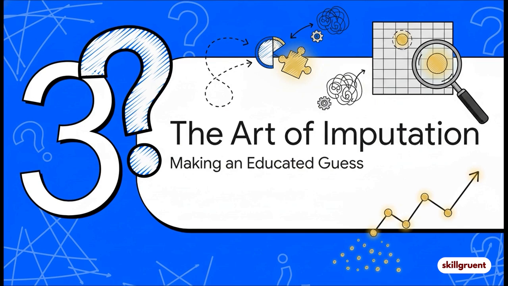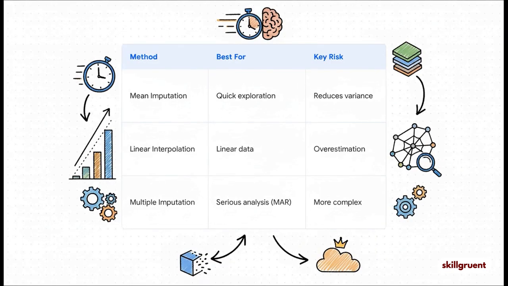Let's dig into how we can make that educated guess in a way that's both responsible and effective. It's not about just making up data, it's about systematically estimating what that data point most likely would have been. The key takeaway here is that each of these methods is a tool for a specific job.